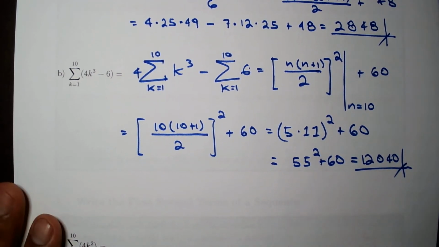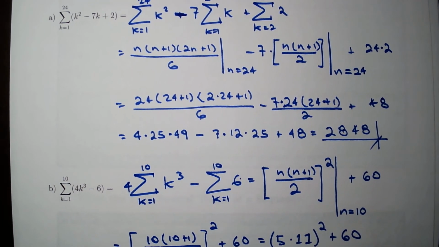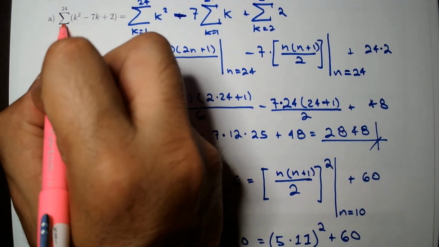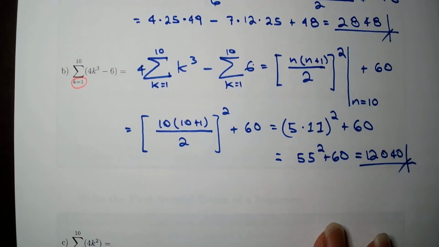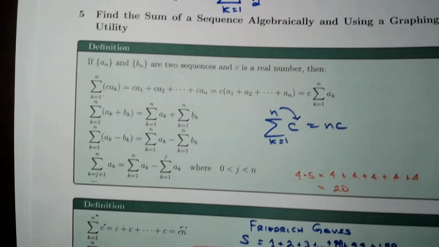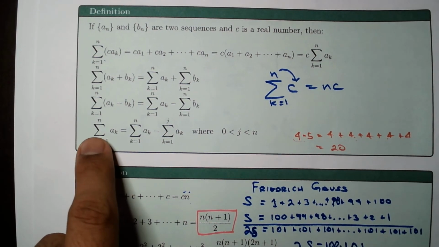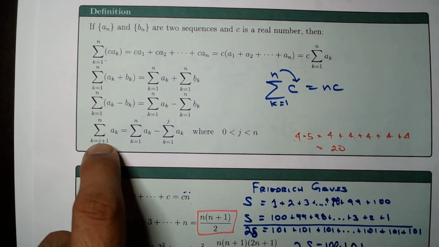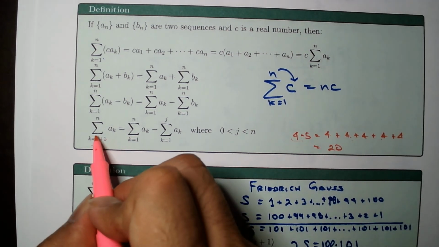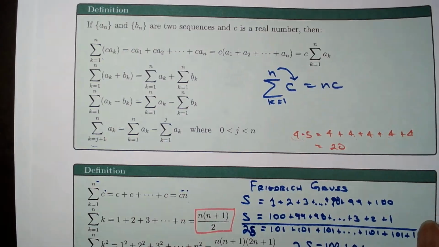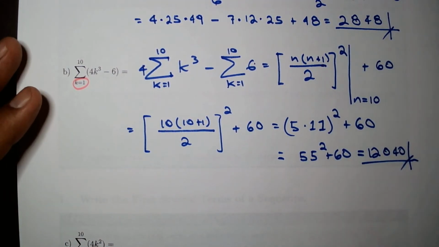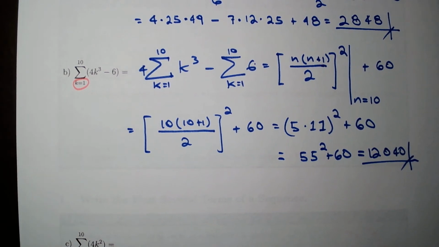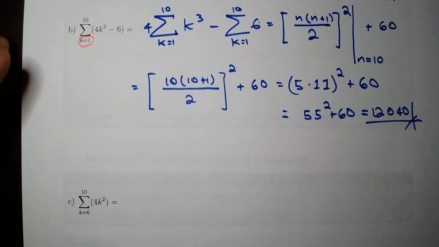Alright, so for examples A and B, notice the initial index starts at 1 for both of them. So now we're going to use the property that I mentioned before when our sum does not start at 1. It starts at 1 plus some number. Let me actually write that down here so I don't flip pages.